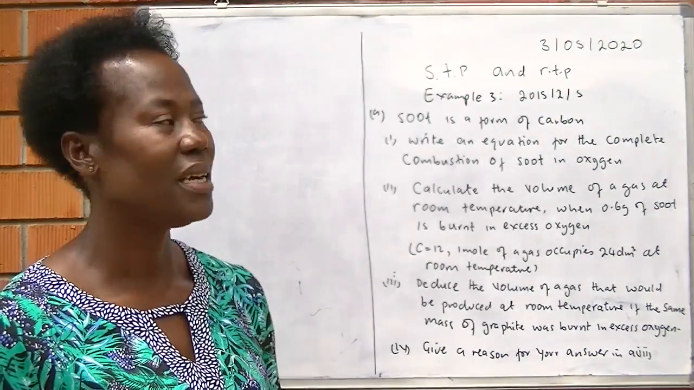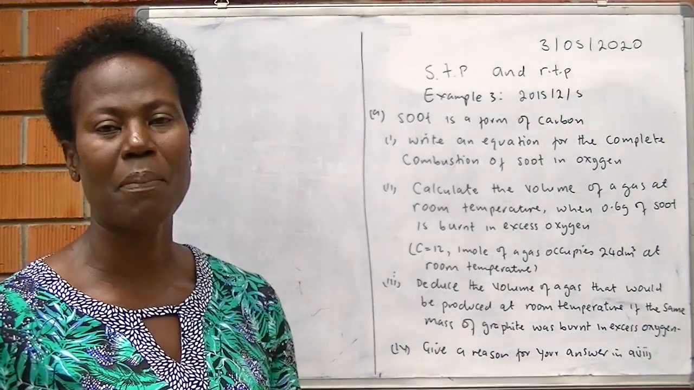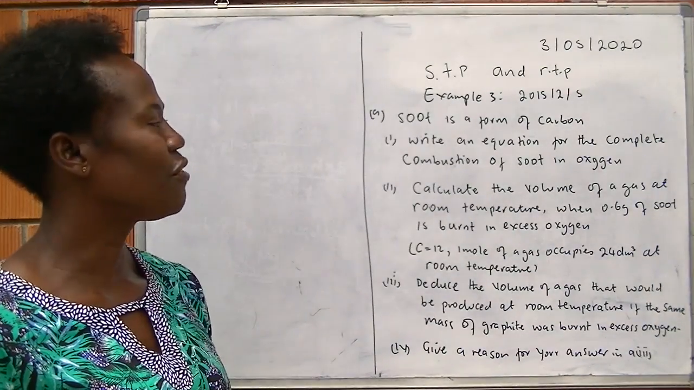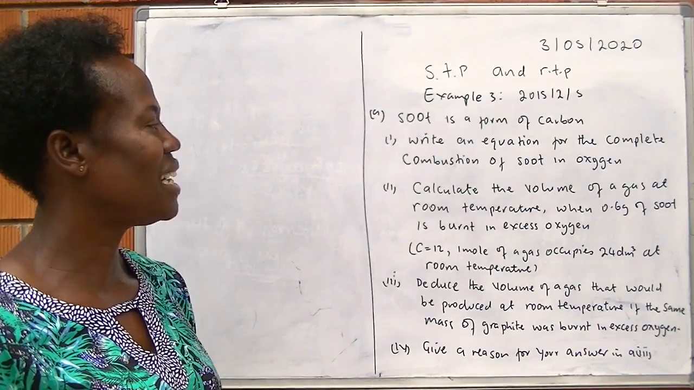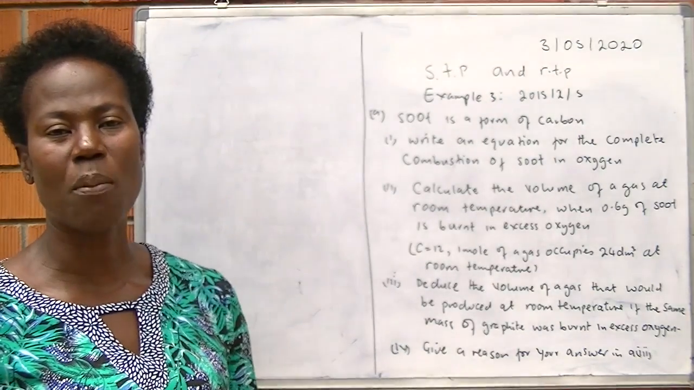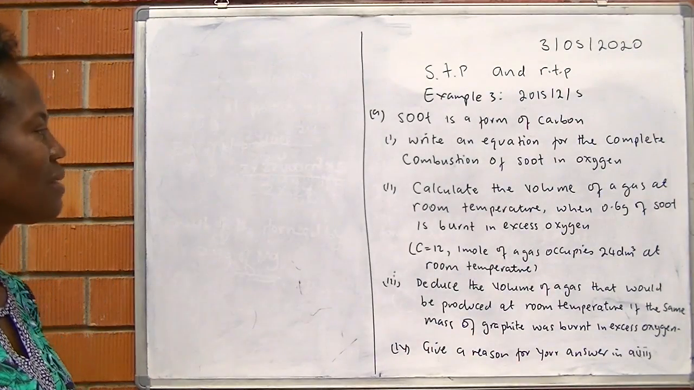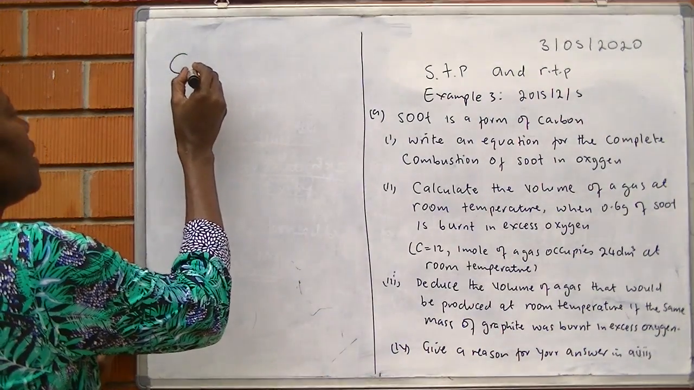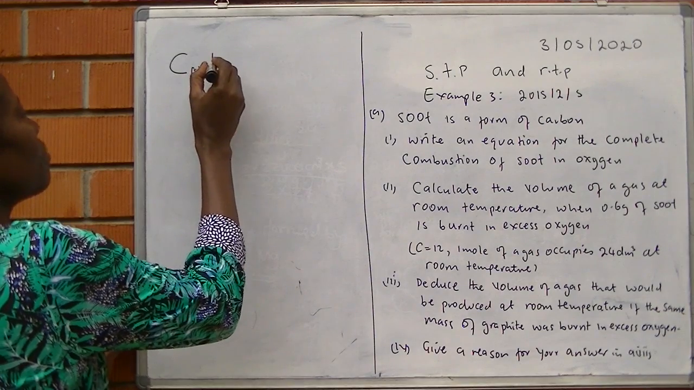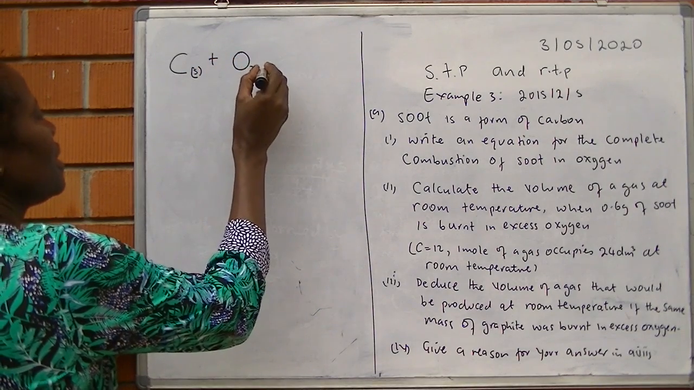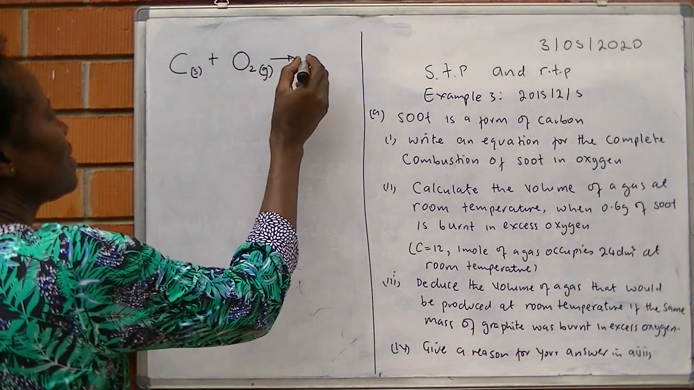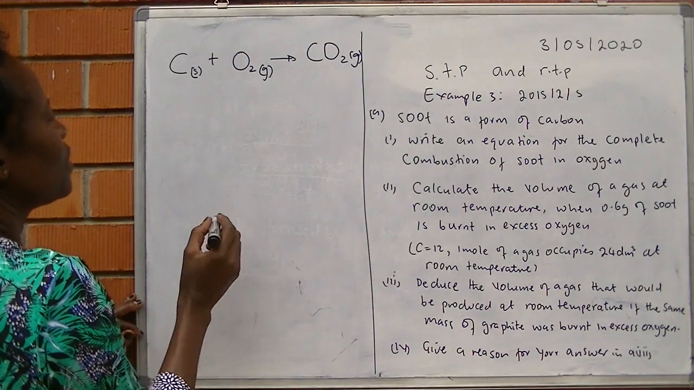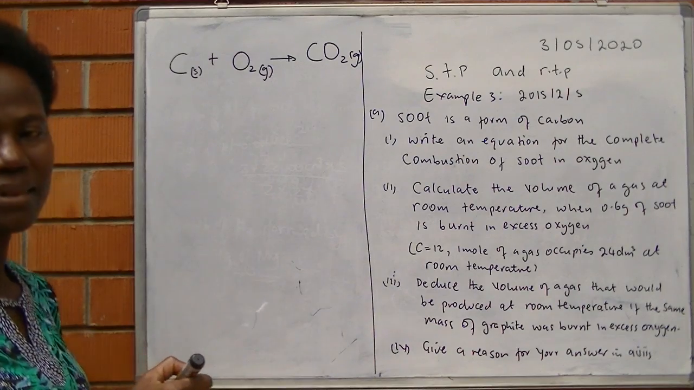Example 3 is from 2015, paper 2, number 5. A. Soot is a form of carbon. Write an equation for the complete combustion of soot in oxygen. This will be carbon plus oxygen to give us carbon dioxide. Complete combustion, we produce carbon dioxide, and the equation balances.